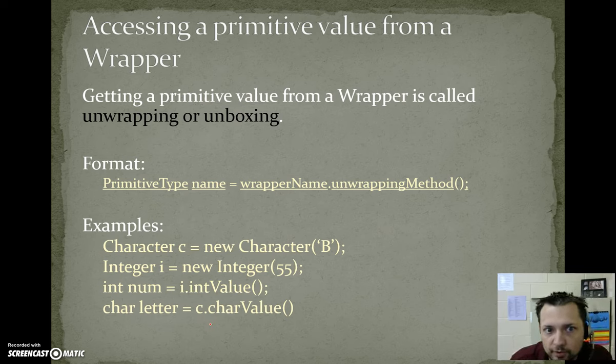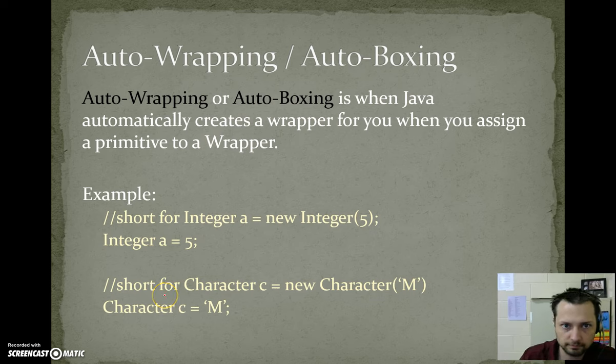Accessing a primitive value from a wrapper. Getting a primitive value from a wrapper is called unwrapping or unboxing. The format is primitive type name equals wrapper name dot unwrapping method. For example, if we have that character we had from the previous slide, and we had the integer that we had from the previous slide, we could take the integer from i by saying int num equals i.intValue(). It would take the 55 out and store it into num. We could say char letter equals c.charValue(), which would retrieve the 'b' that c stores and store it into letter.